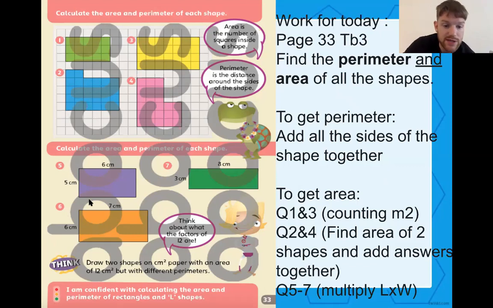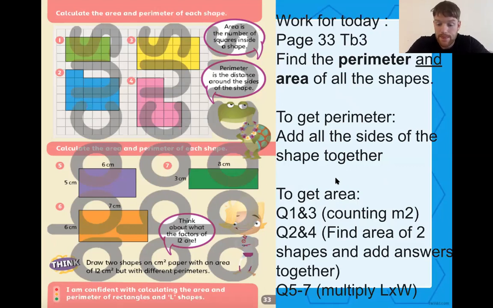Remember, for question 5, 6, and 7, these are all regular shapes. So for example, in question 5, it's a rectangle. This side is 5 centimeters, and this side is 6 centimeters. There's nothing given on this side or on this side, but we already know what these lengths are because we're given this side and this side, aren't we? So this is 6 centimeters. Therefore, this side is going to be the same. It's going to be 6 centimeters. This side is 5 centimeters. So this side will also be 5 centimeters.